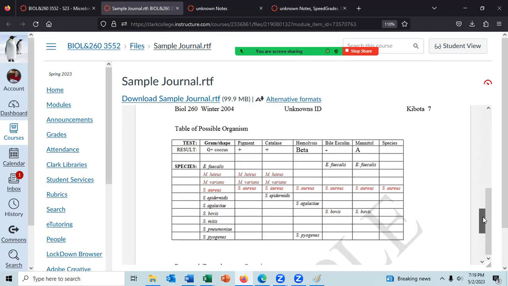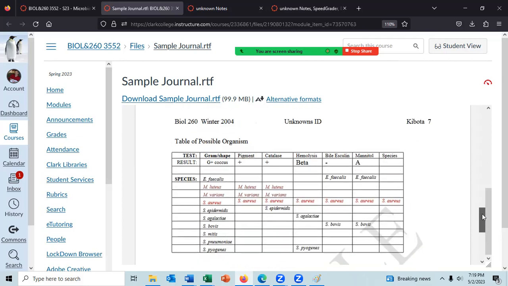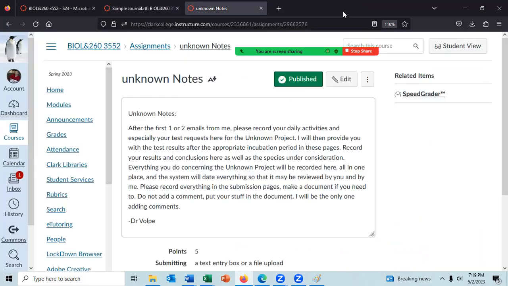So there's the sample journal, there's his references. There's the table he used to identify the unknown. There's the paragraph about his organism. All right. Any questions about this project? All right, if there's no questions, I think we're done.